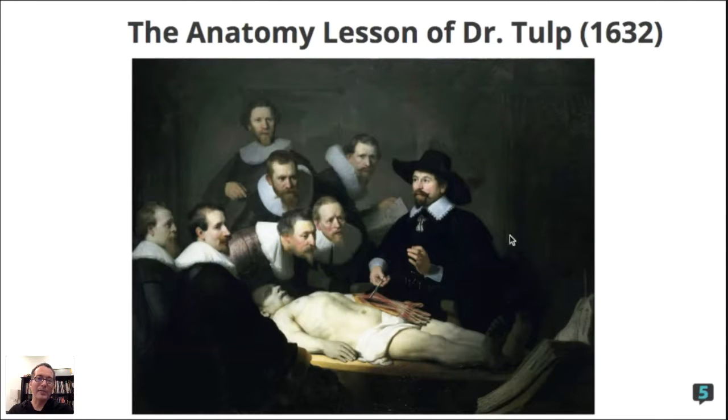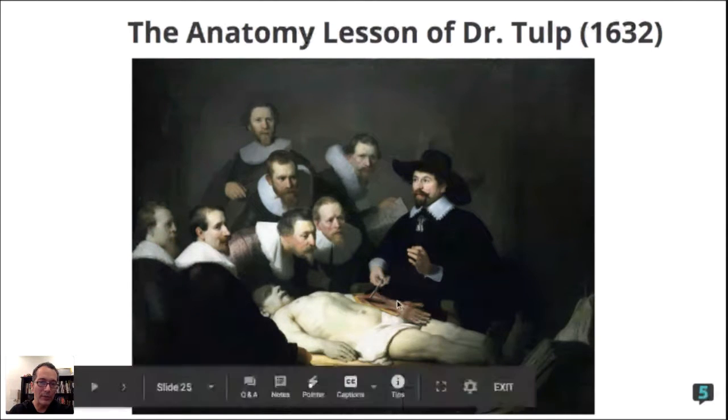But anyway, Dr. Tulip over here is showing something in his hand. He's basically showing what happens when you pull the string in the arm. This is what he's gesturing with his hand, showing what he's doing under here for this.